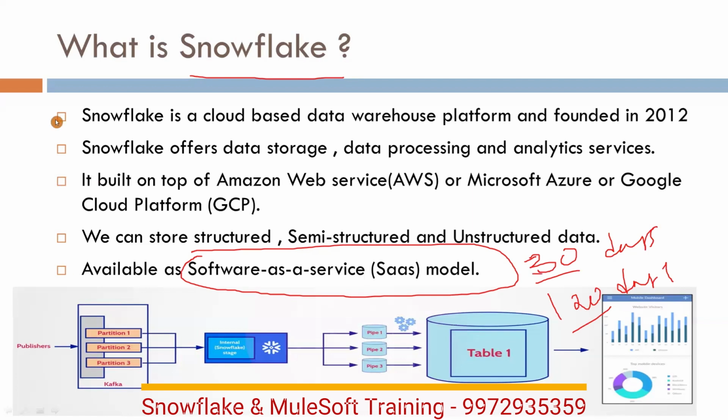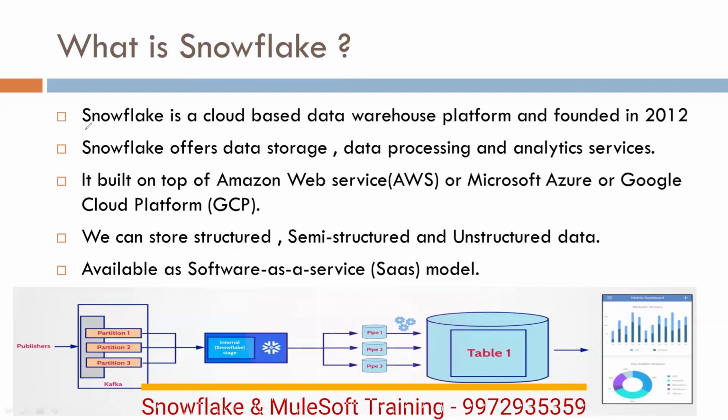So once again, what is Snowflake? Snowflake is a cloud-based data warehouse platform. Mainly, we are going to use it for data storage, data processing, and data analytical solutions. It is built on top of AWS, Azure, or GCP. Here we can store structured data, semi-structured data, and unstructured data, and it's available as a SaaS model. Suppose someone asks in an interview, you have to explain these points. It's very, very important. You can make a note of it.